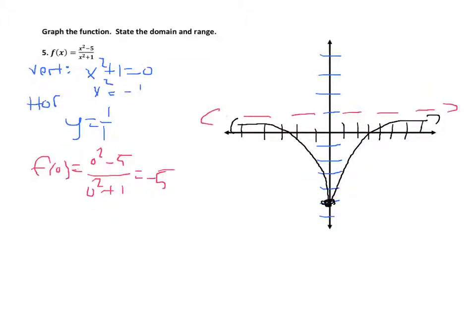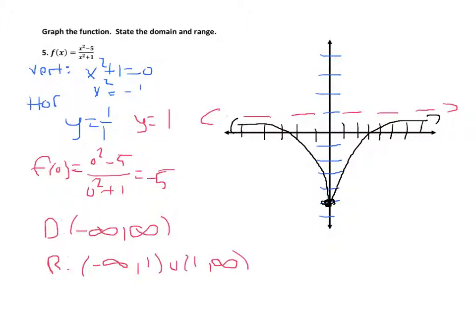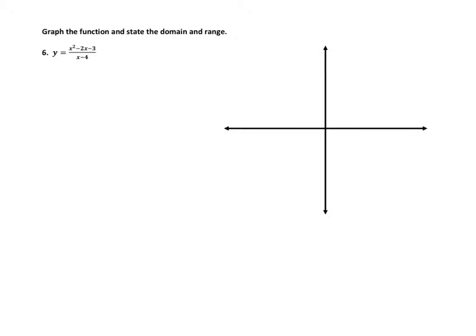So domain and range of this one. Domain. Well, there were no vertical asymptotes, so it's -infinity to +infinity. The range, well, there was a horizontal of y equals 1, so that means that's the one number it doesn't equal. Okay?